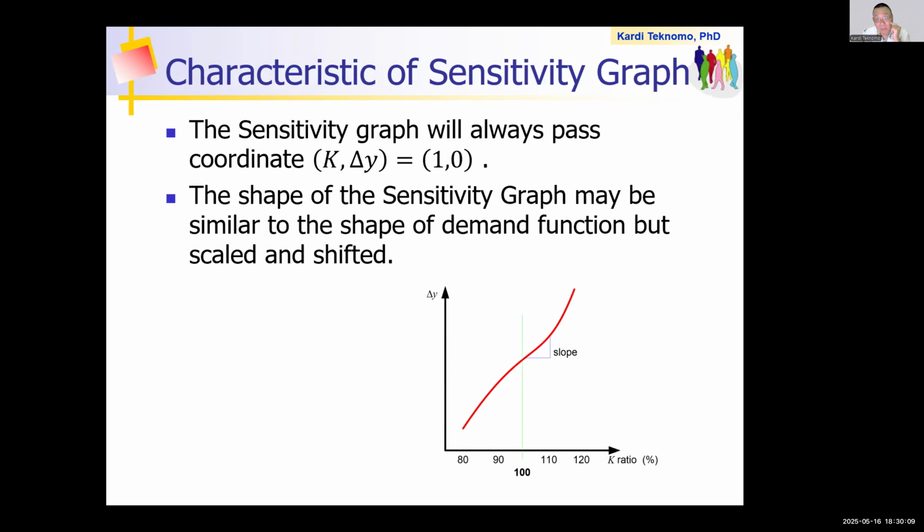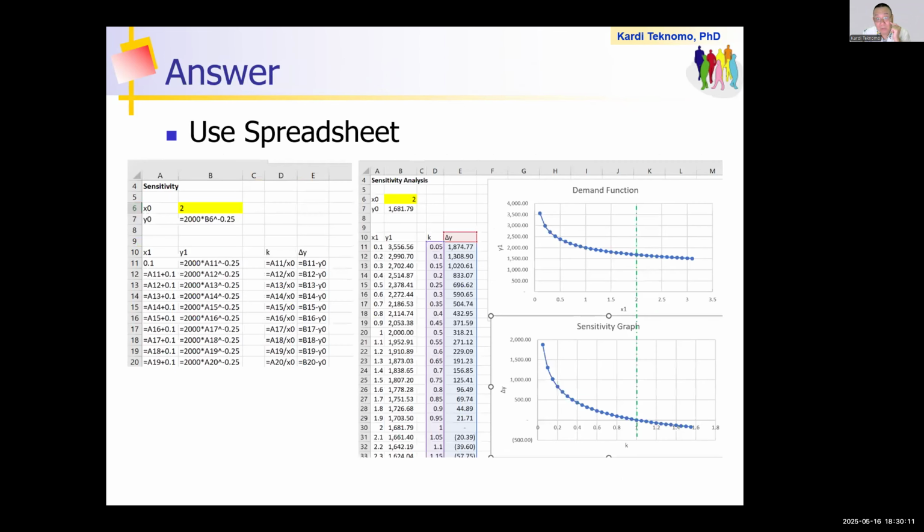But there are other ways that you can use that. This is the example of a demand function, and this is the sensitivity graph. Over different values, of course the slope is also changing. So then you check which one is the x0.